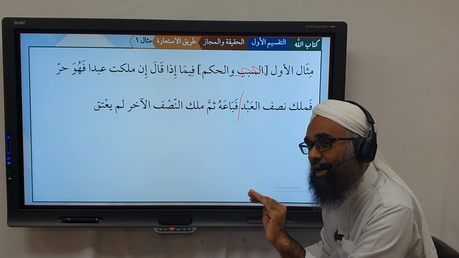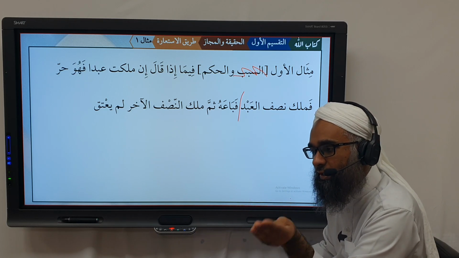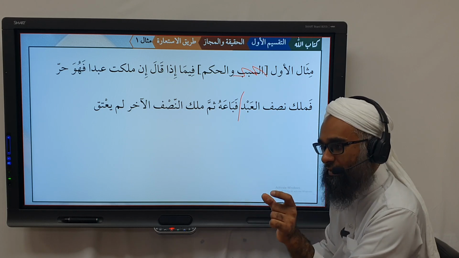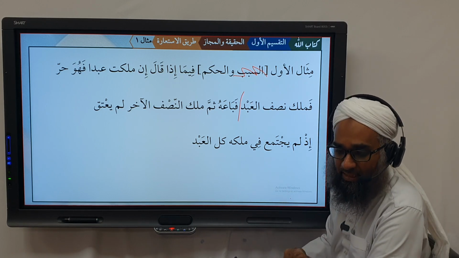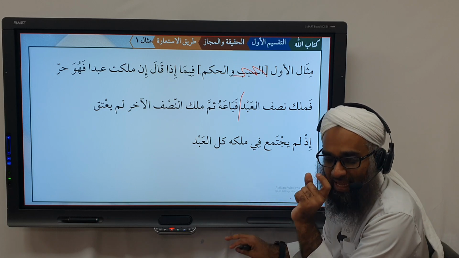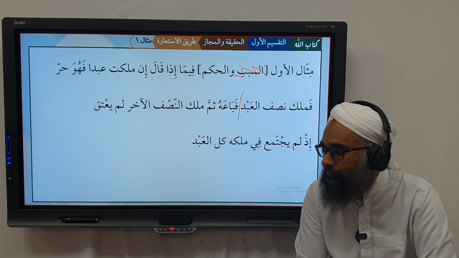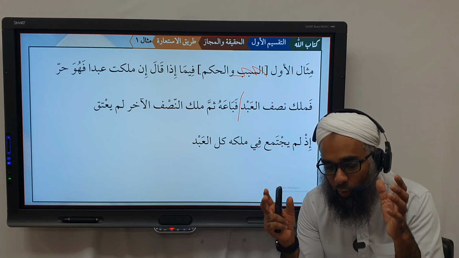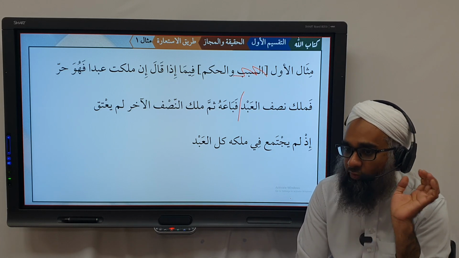"Thumma malaka nisfa al-akhar." Then he became owner of the other half. His friend gifted it to him, he bought it, or he inherited it. Will the slave become free? No, because he did not own a slave. Why? "Idh" here means since. "Idh lam yajtami' fi milkihi kullu al-abd." Since the entire slave did not come in his ownership at one time. So we'll say here that the condition was not found.